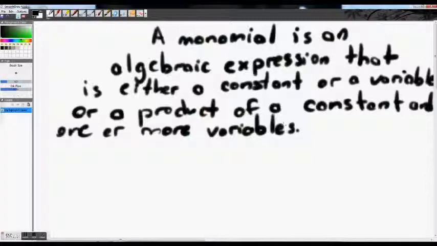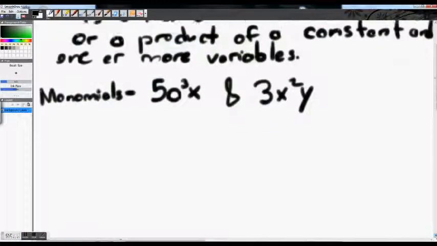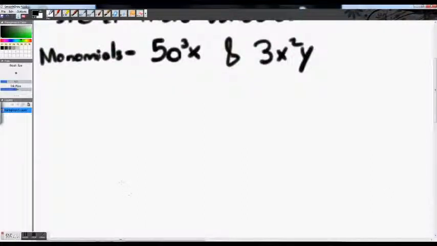So the expressions 5a cubed x and 3x squared y are both monomials, where 5 is the coefficient of the first and 3 is the coefficient of the second.